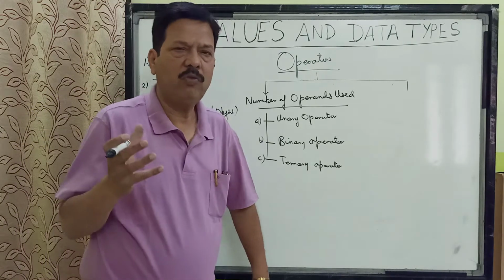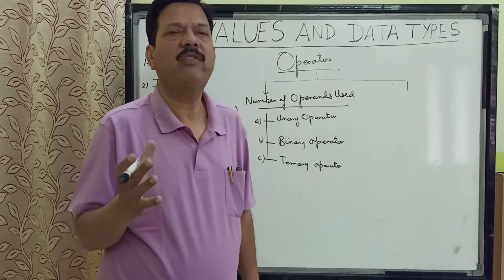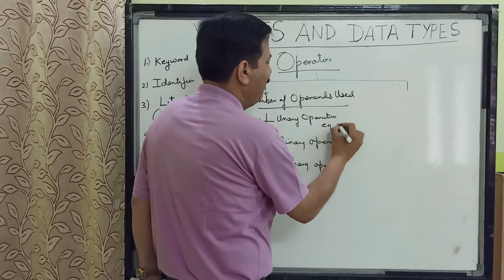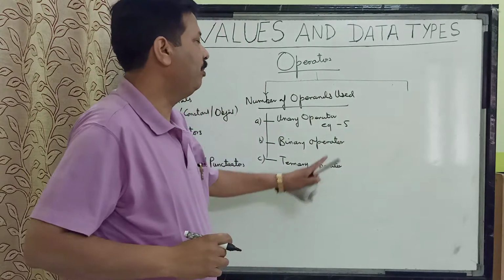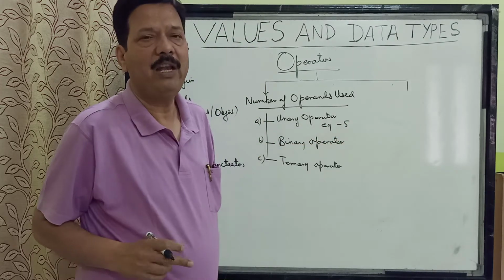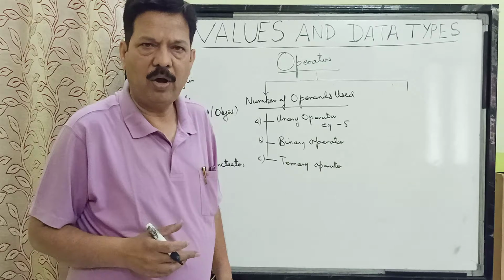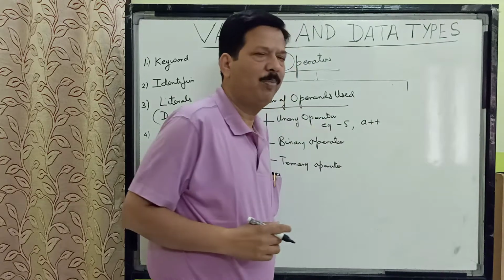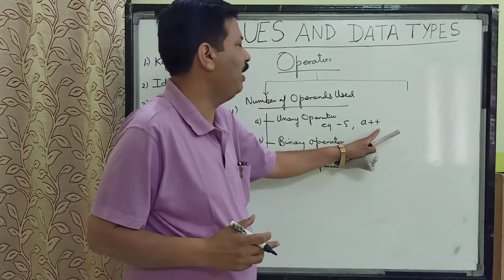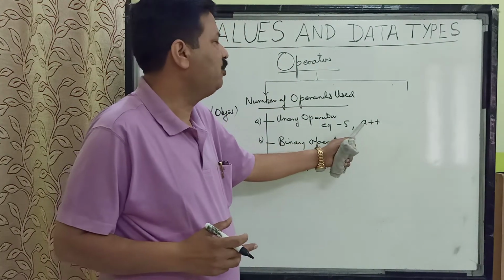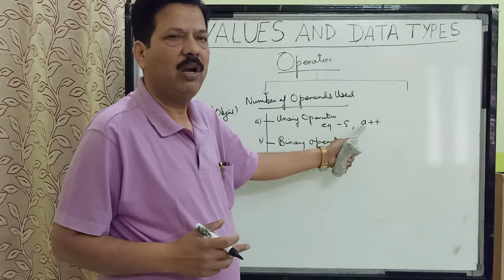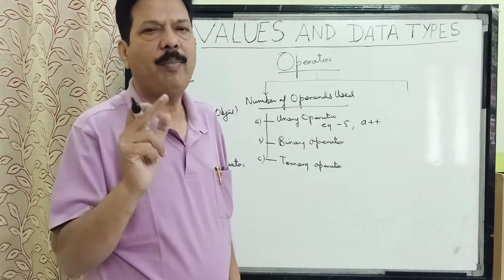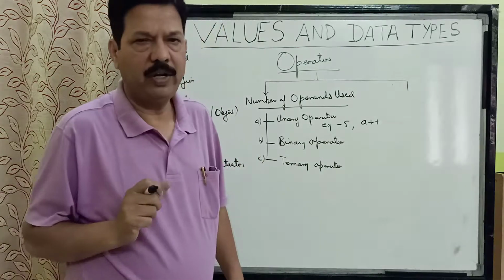Unary operator means those operators which work on only one operand. Say for example, I will write minus 5. So this minus sign is working on only one value, and it is classified as a unary operator. Or we can write a plus plus. This plus plus is an operator which is working on only one operand, that is a. So these operators which work on only one operand are called unary operators.